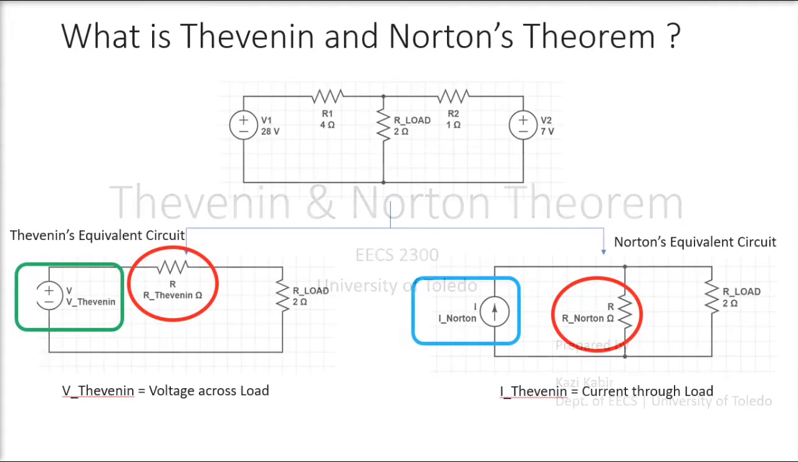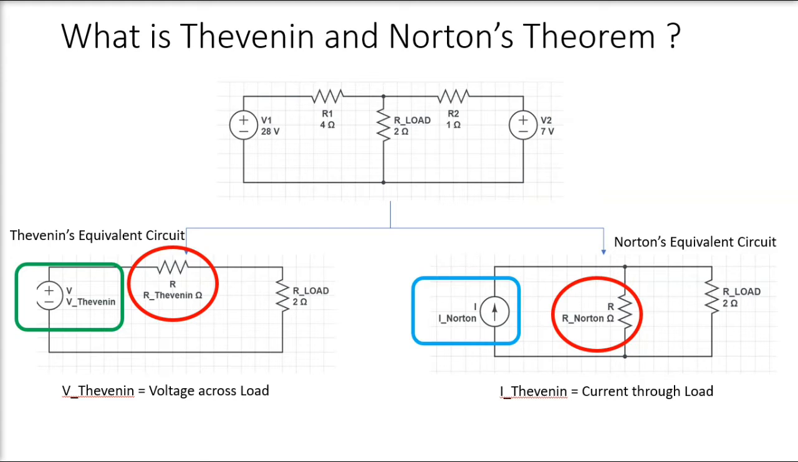Alright, so what do I mean by Thevenin's theorem and Norton's theorem? We have learned previously about the superposition theorem. Superposition is nothing but a way for us to solve a complex circuit when it has multiple sources, right? Thevenin's and Norton's theorems allow us to analyze a complex circuit, but in a different way.